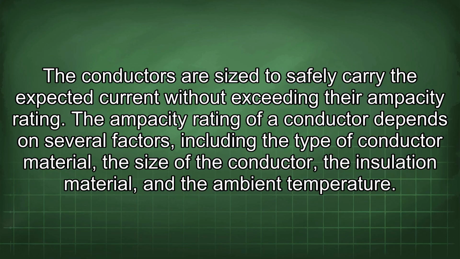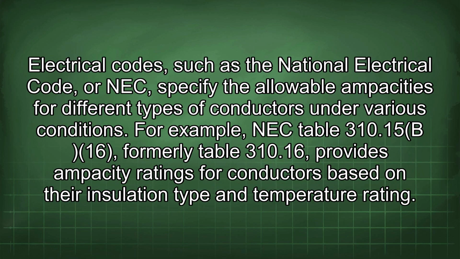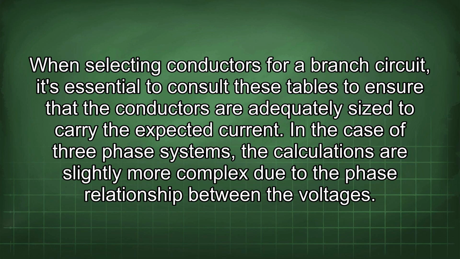The ampacity rating of a conductor depends on several factors, including the type of conductor material, the size of the conductor, the insulation material, and the ambient temperature. Electrical codes, such as the National Electrical Code, or NEC, specify the allowable ampacities for different types of conductors under various conditions. For example, NEC Table 310.15(B)(16), formerly Table 310.16, provides ampacity ratings for conductors based on their insulation type and temperature rating. When selecting conductors for a branch circuit, it's essential to consult these tables to ensure that the conductors are adequately sized to carry the expected current.